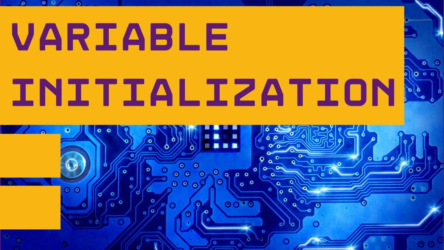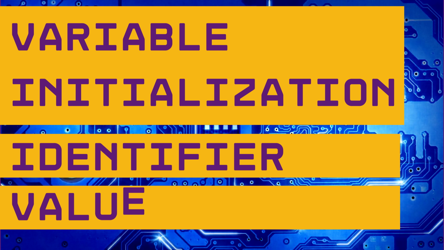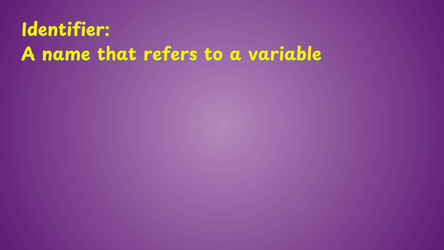To create a variable in Python, we use a variable initialization statement, which has two parts, an identifier and a value. An identifier is the name we use to refer to a variable. Identifier is the proper term, but programmers tend to just call it the variable's name.